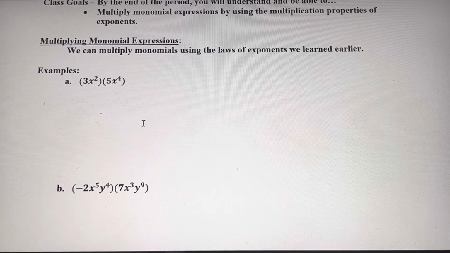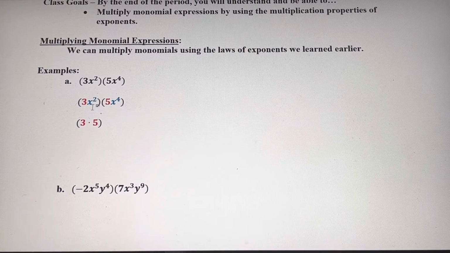So just like in the previous video with adding and subtracting polynomials, I'm going to color code everything here. So we've got 3x squared. I'm going to color code the constant part, the leading coefficient, red and the variable expression in blue. 5x to the fourth, I'll do the same. The reason I do that is we're going to multiply the coefficients together, 3 times 5, and we're going to multiply the bases that are the same, the variable terms that are the same, together, because we can use the law of exponents to combine these two terms.